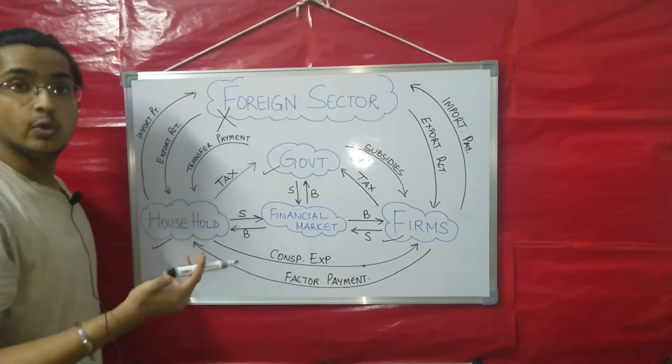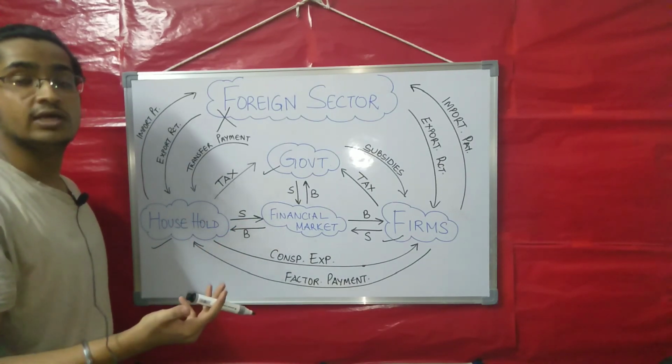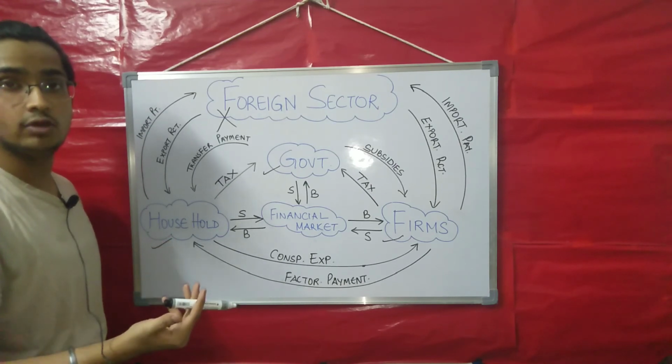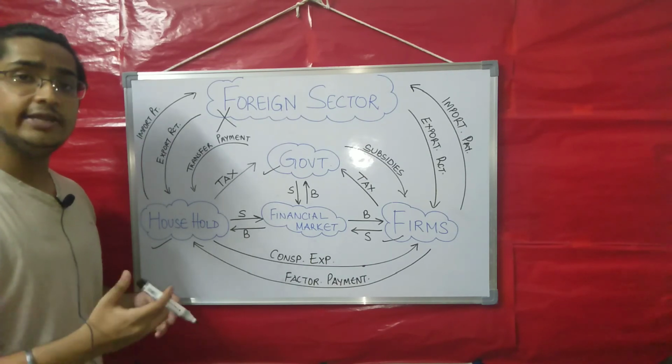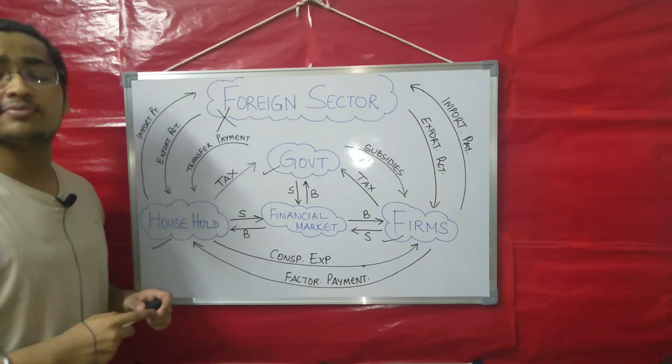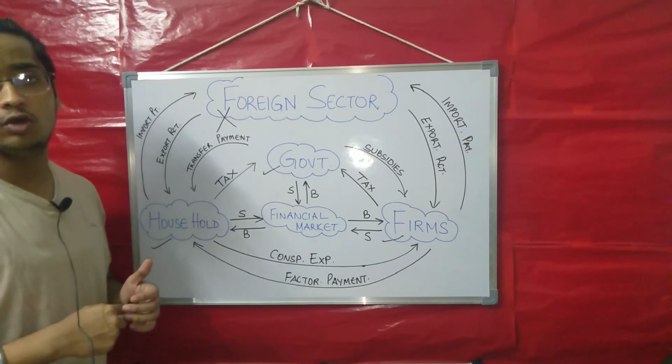In a nutshell we can say that circular flow of income in a 3 sector or 4 sector economy has a very wide scope, wide transaction in order to achieve various types of social objectives and economic objectives.